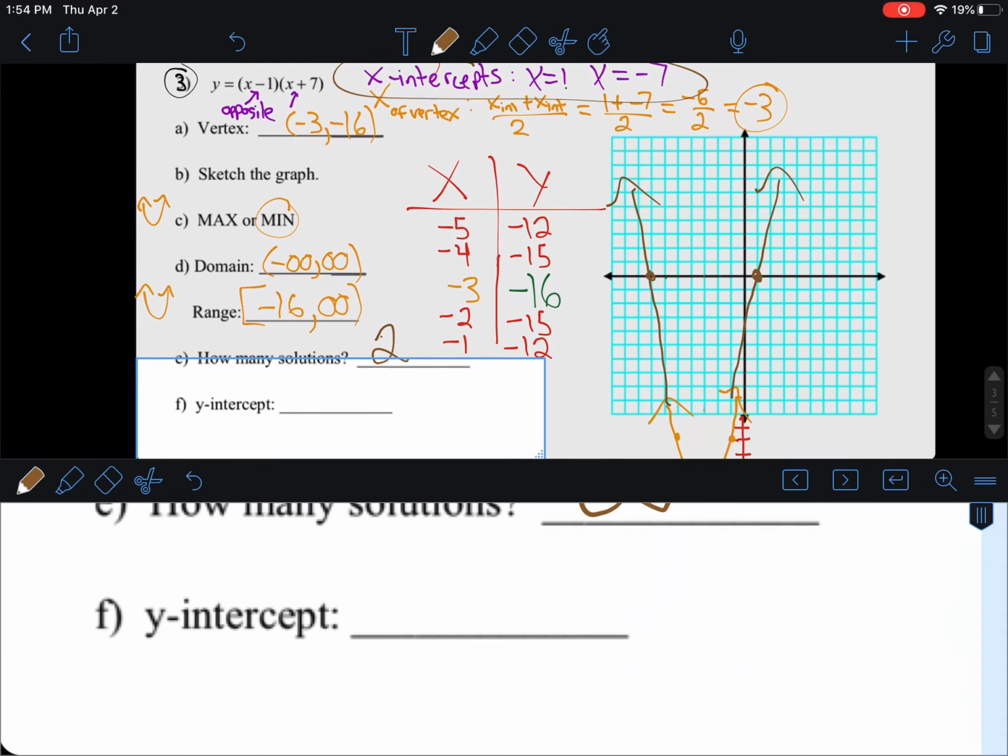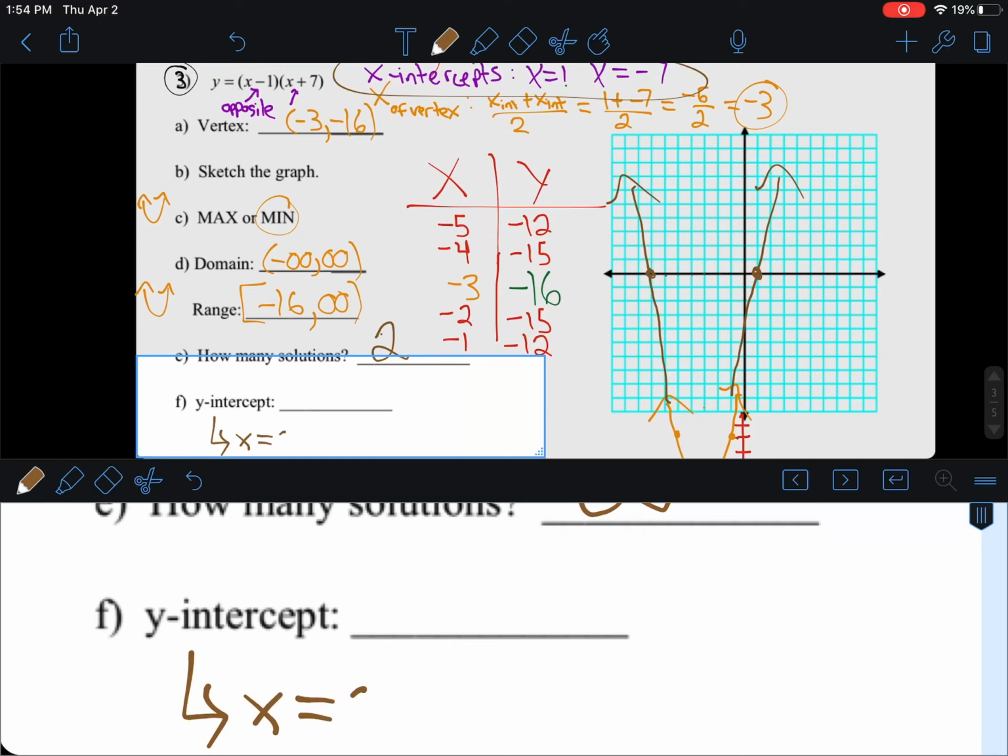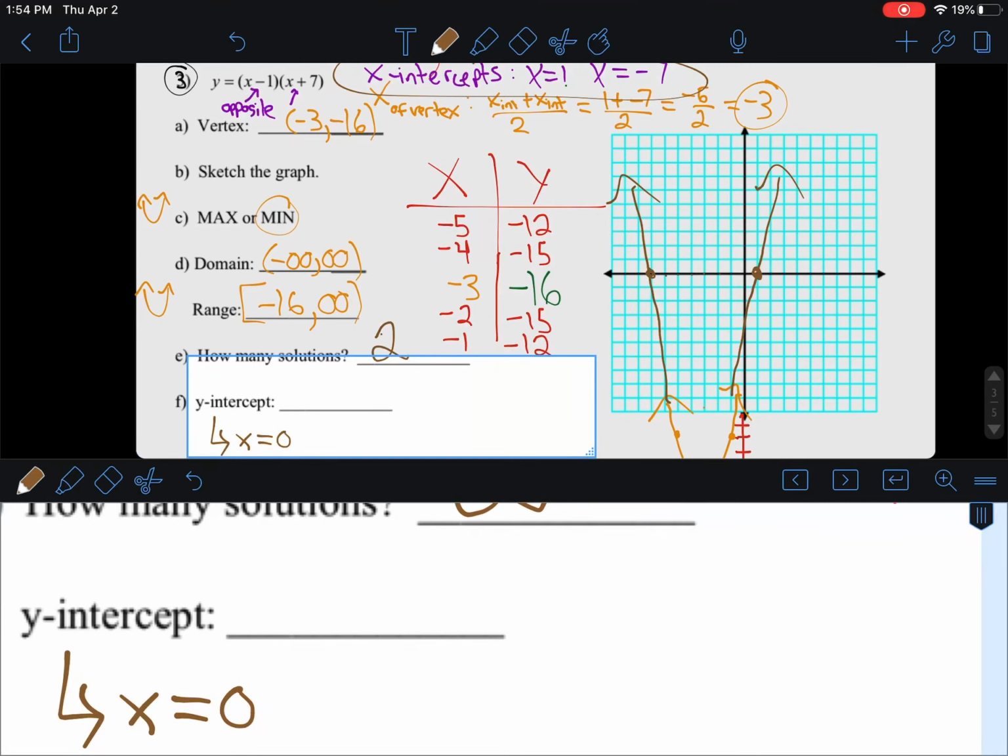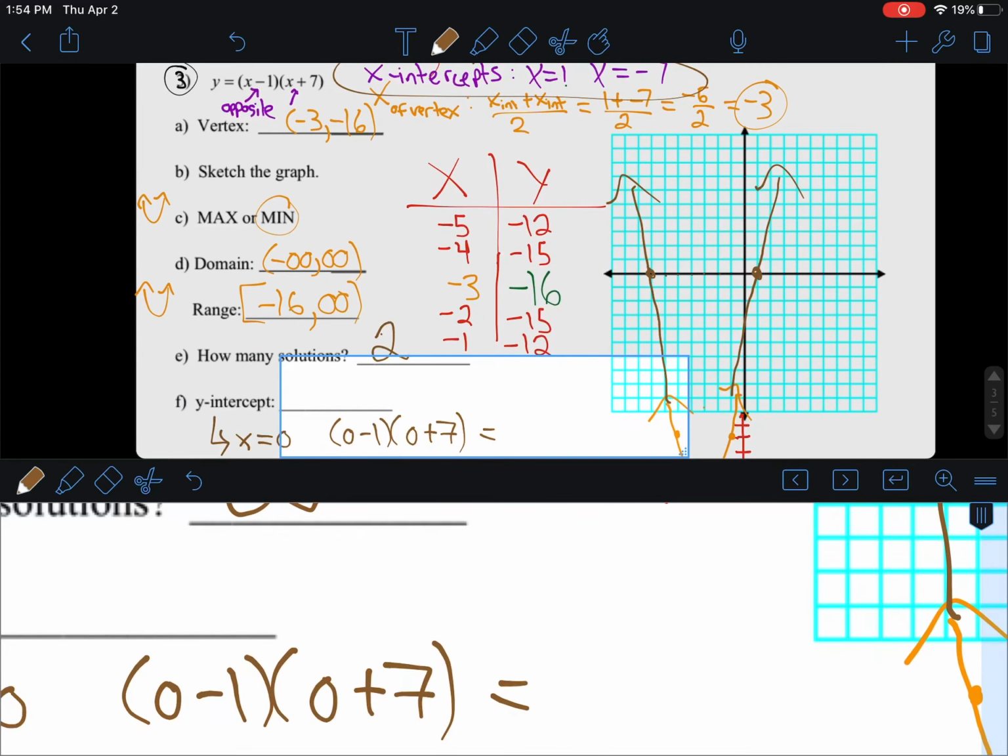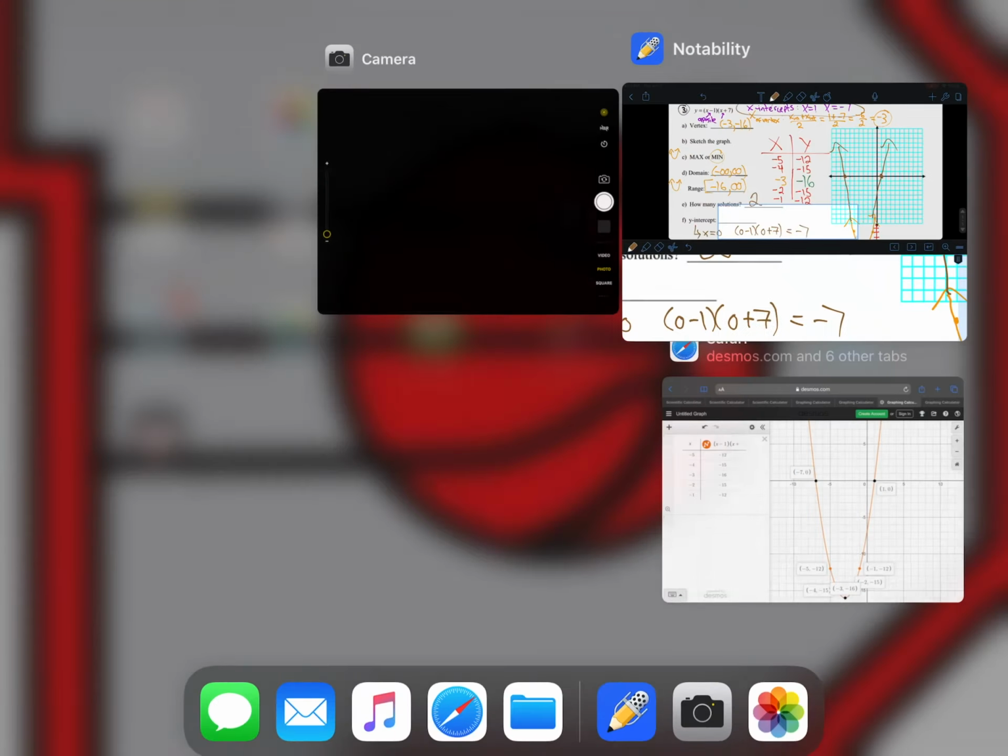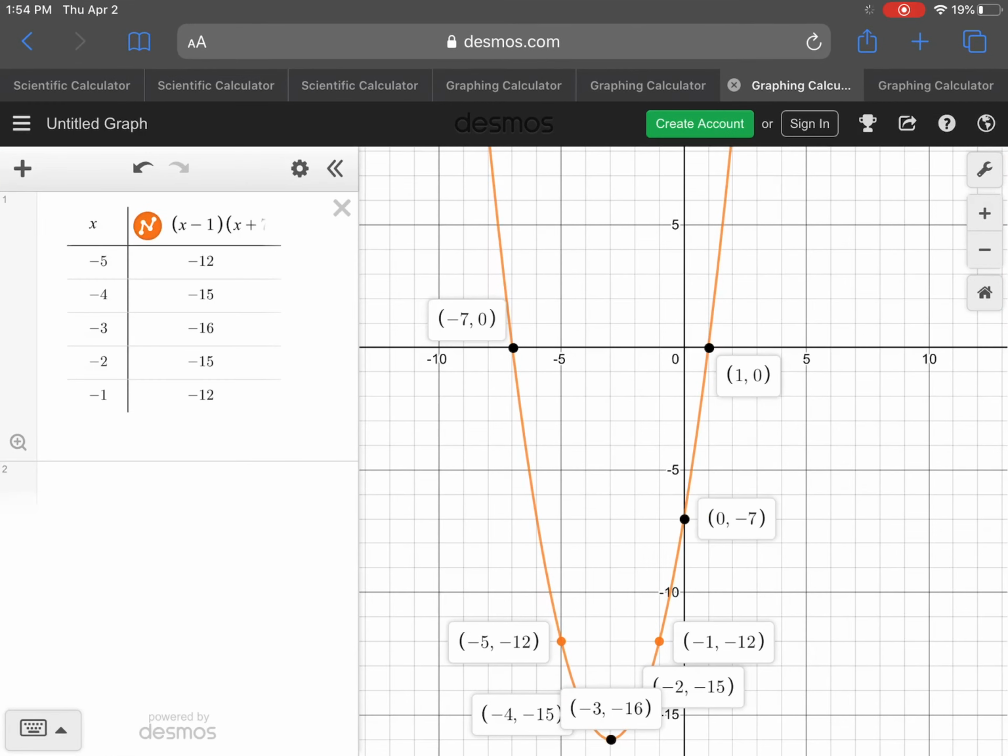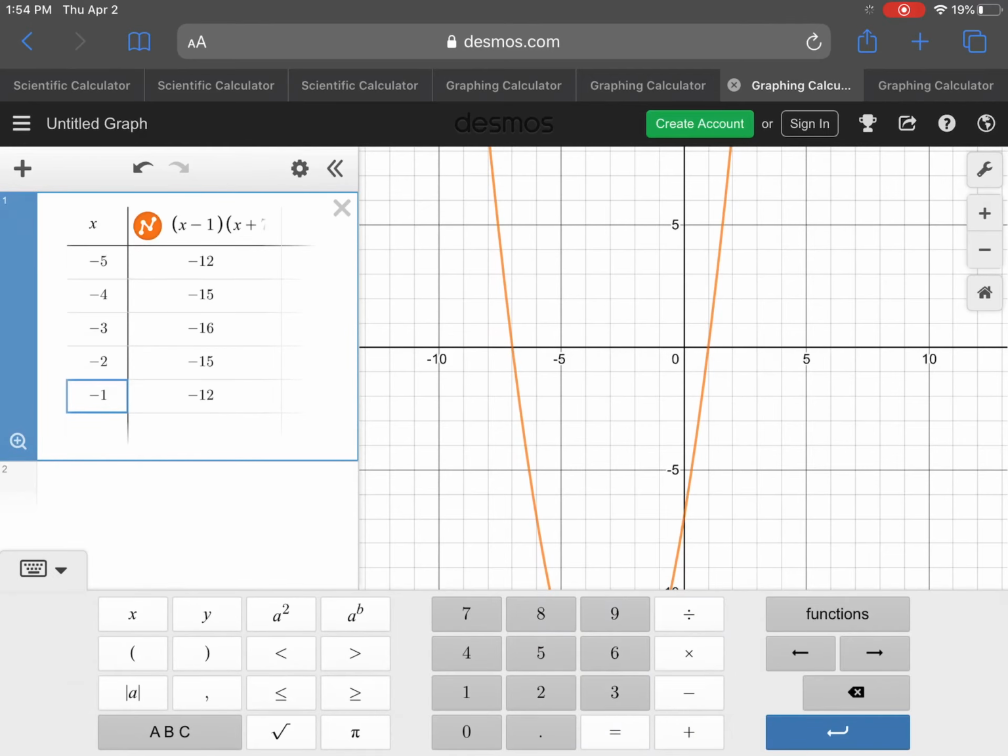My y-intercept is whenever x is 0. So whenever x is 0, again, you can plug in 0 for x if you want to. In this case, it's going to be -7. You can also look at decimals.com and see where it hits the y-axis. You can just click on it and it will do it. Or you can just put 0 in your table and it will give you -7.